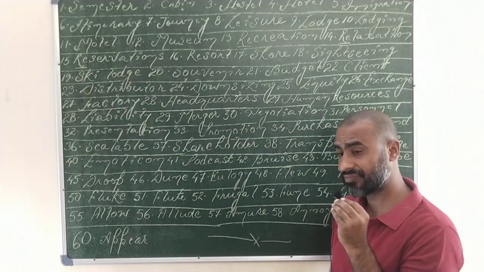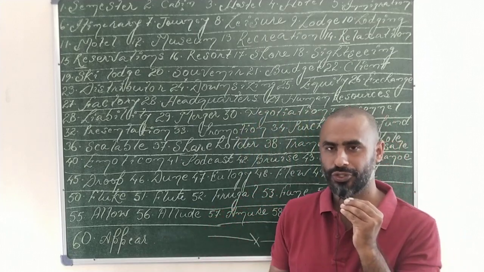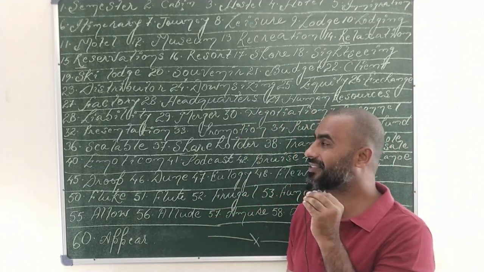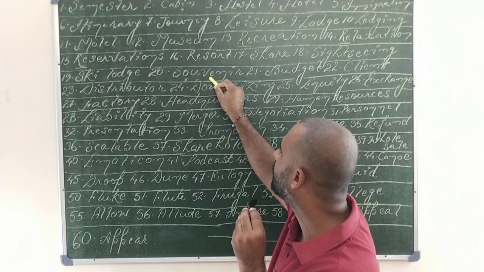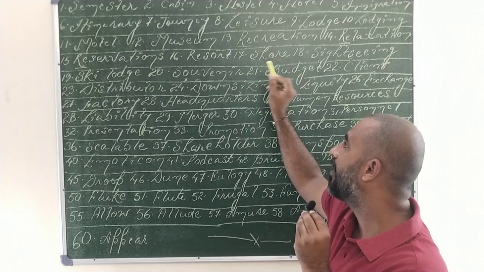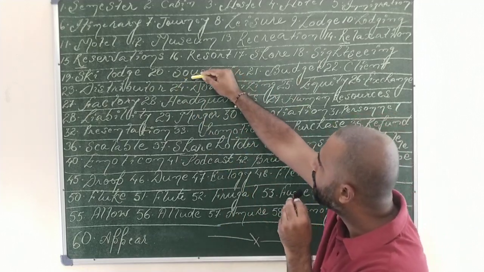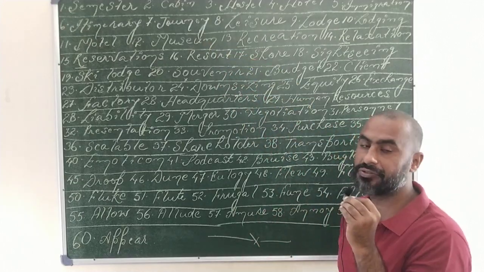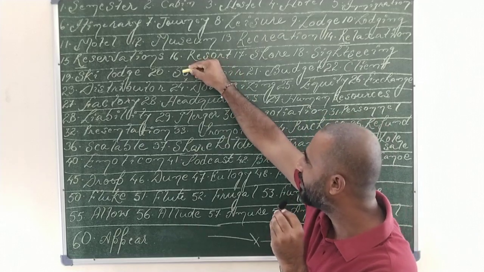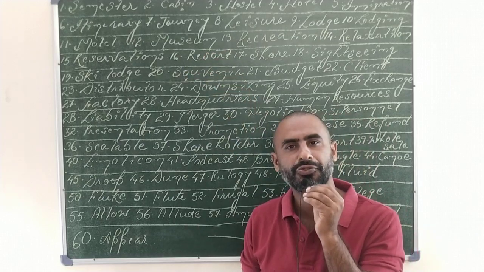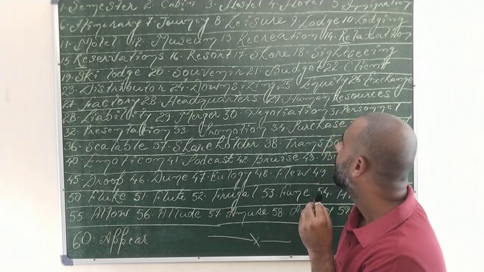Let me go with the next one. S-K-I-L-O-D-G-E. Ski lodge. It's not sky. Ski lodge. Right. Okay. Number 20. S-O-U-V-E-N-I-R. So O is silent in that word, and since that O is silent, you need to say this word as souvenir. Souvenir, because O is silent. One more time. Souvenir, correct.